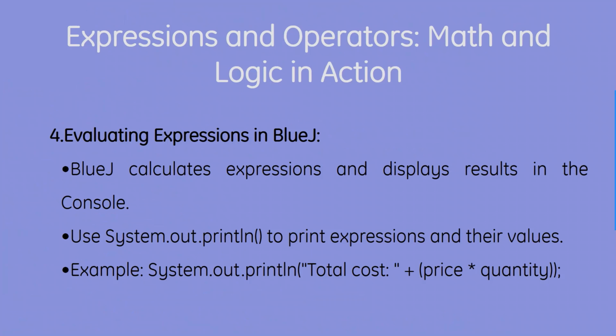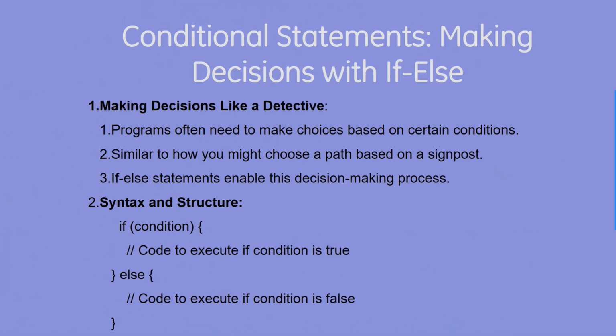Moving on, we have evaluating expressions in BlueJ. BlueJ calculates the expression and displays the result in the console. Use System.out.print to print the expression and its values. Example: System.out.print total cost plus price into quantity. So what will be the output? Total cost is equal to the individual piece price times the quantity they have taken.